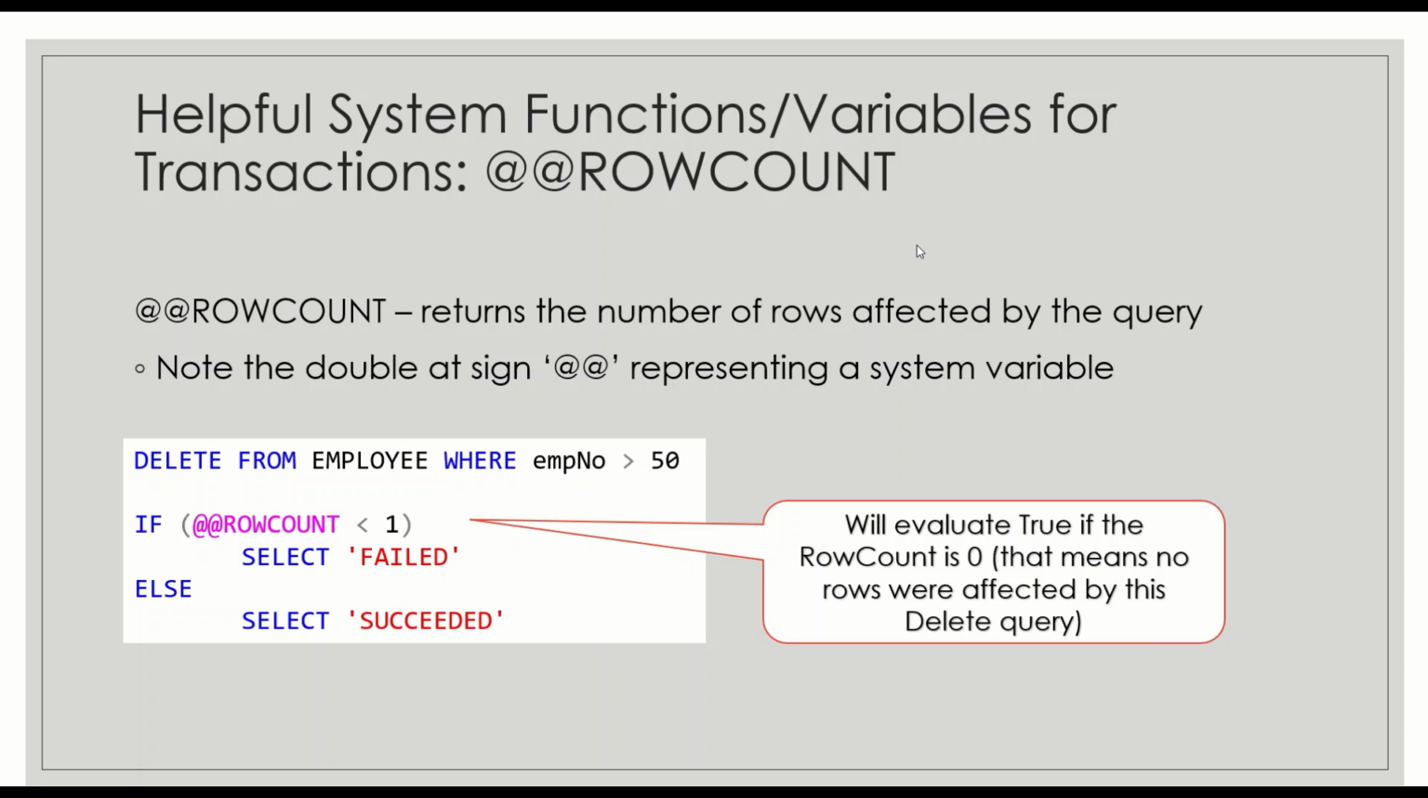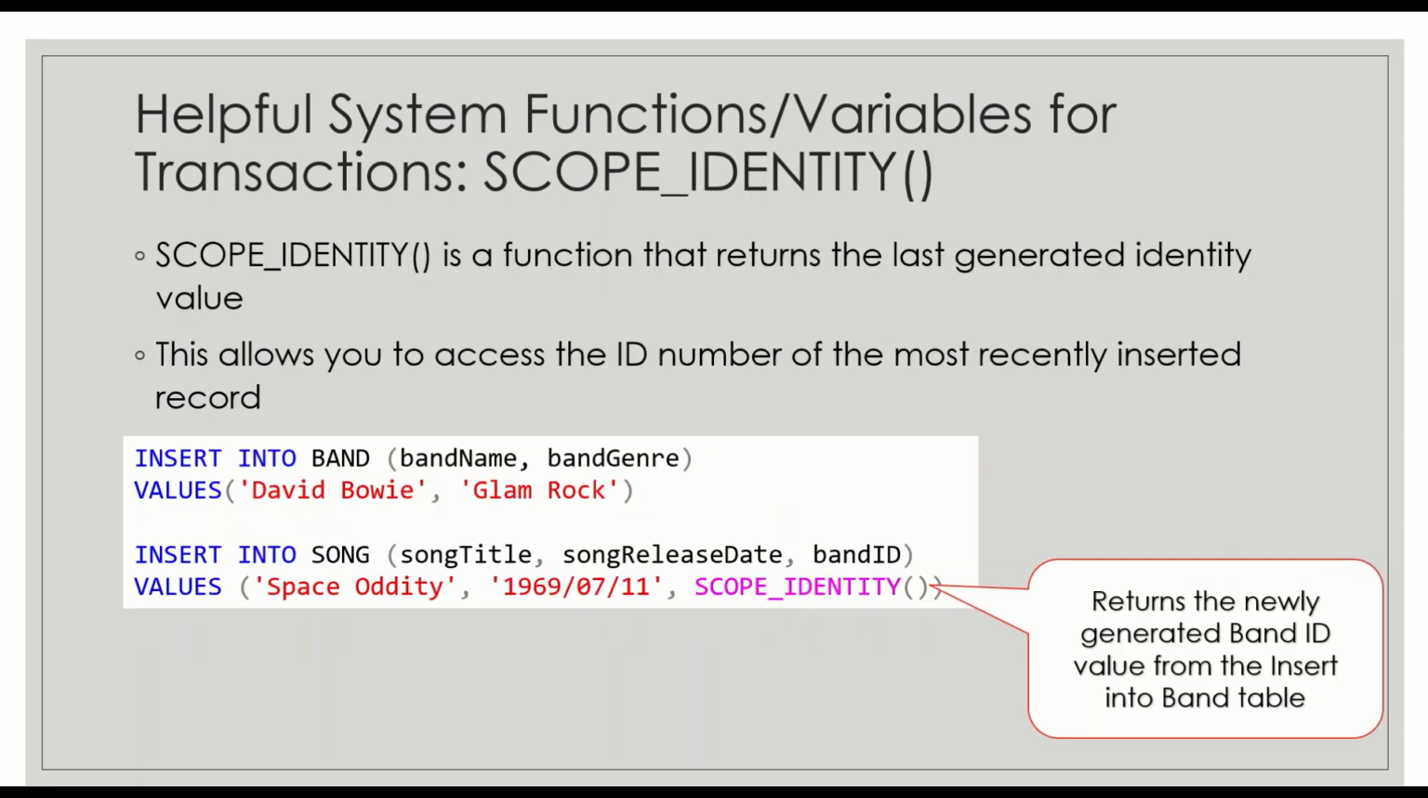Let's look at the next example. Now on this slide, we're taking a look at another function called scope identity. Scope identity is a function that's built into TSQL that returns the last generated ID value. So if you've performed an action that generates an identity value, like for example an insert, then scope identity will tell you what the last value is.